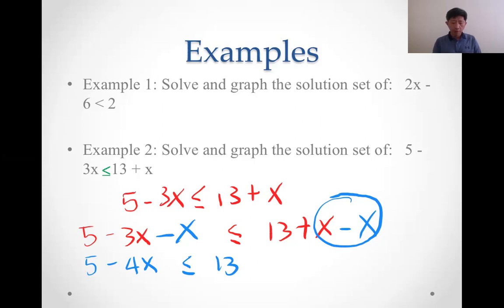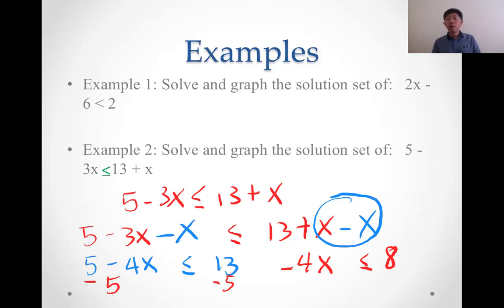So I'm going to subtract 5 from both sides, right? 5 minus 5 is 0. So we still have a negative 4x. 13 minus 5, how many? That would be 8. Is that right? All right. So now we have negative 4x less than or equal to 8, right?